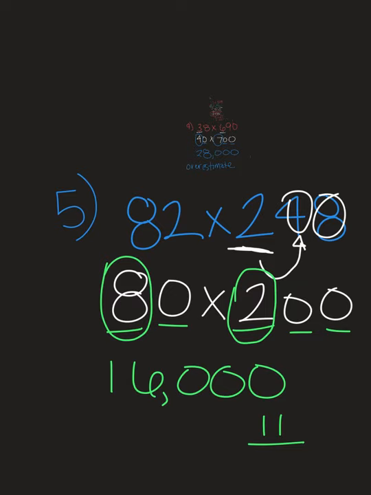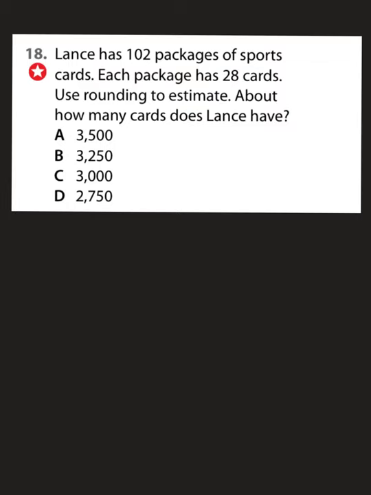We're going to flip over to page 102, and we're going to work on a word problem here. So let's jam that out. All right, fifth graders, here's our word problem. Lance has 102 packages of sports cards. Each package has 28 cards. Use rounding to estimate about how many cards Lance has.